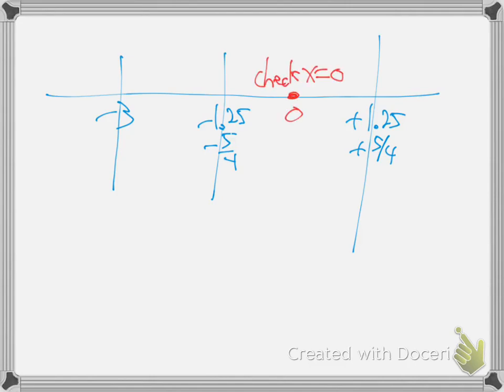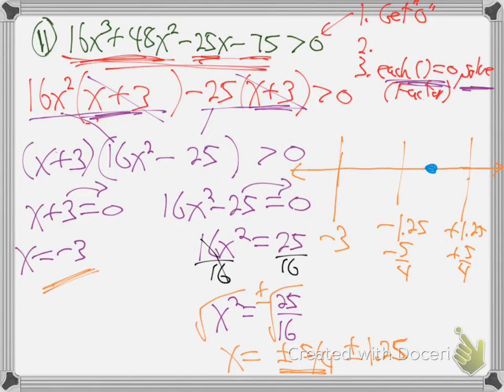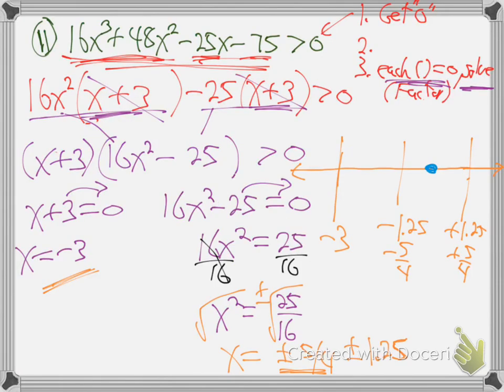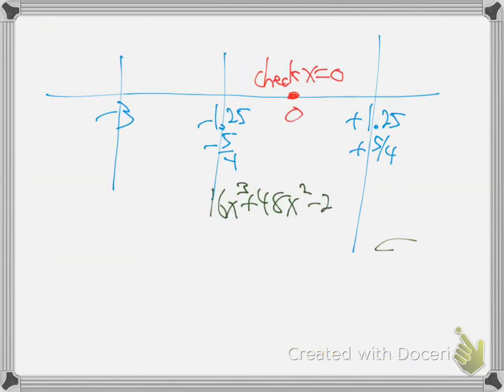Check x equals 0. Check it with what? The original, that big old ugly thing. So I'm going to grab that. 16x cubed plus 48x squared. It's messy. 16x cubed plus 48x squared. It'll be easy with 0 though. Minus 25x minus 75. And what did it say? Greater than 0.